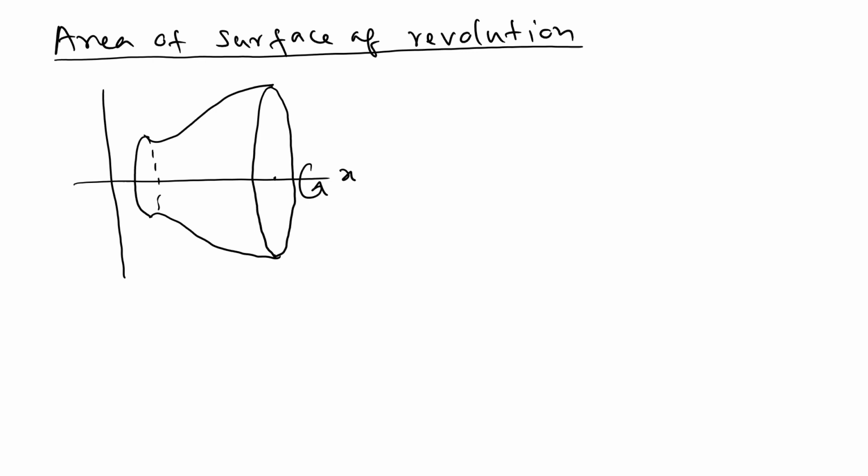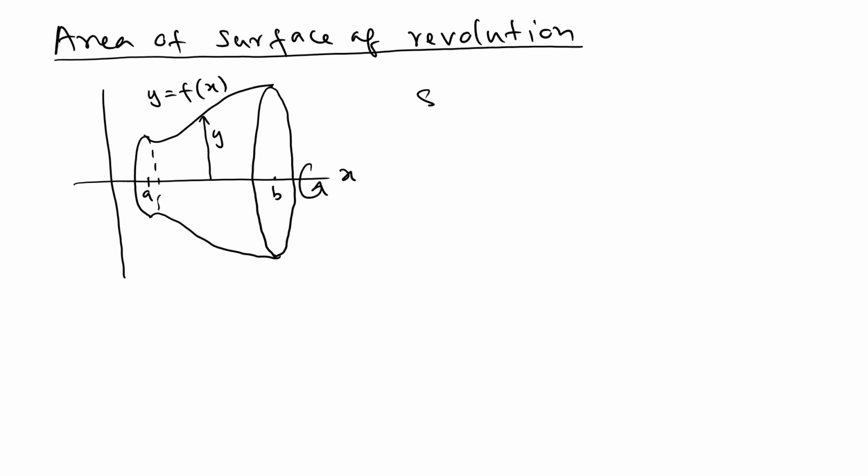Now what we're trying to find is the surface area. So what we pretty much need is the y coordinate. You can see this curve is given as a function of x, so y equals f(x), and then this is rotated about the x-axis.